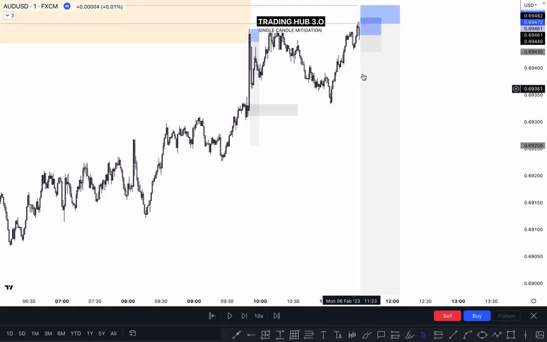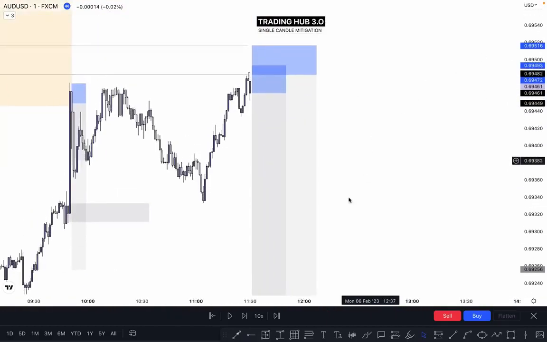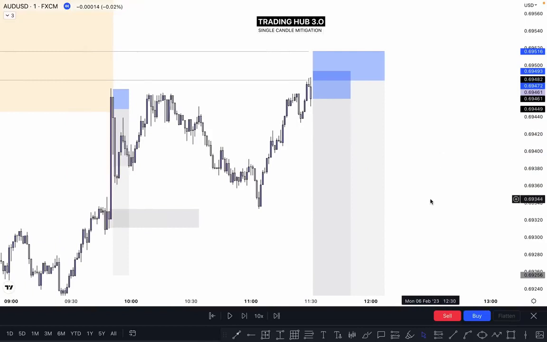But where is your target? Target is the same 15-minute major low, which one is here, and break even point is when market breaks this low. When market breaks this low, then we can move your stop loss to break even point. Okay, let's see what happened next after this one.